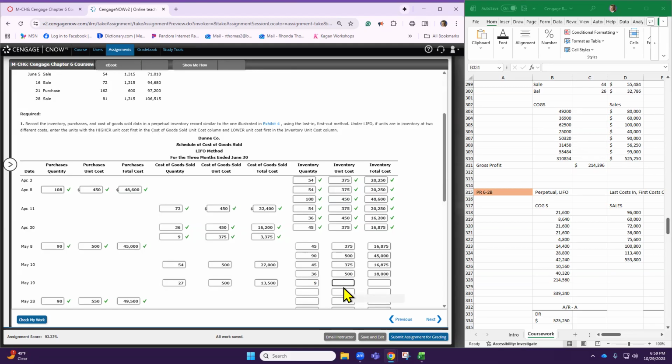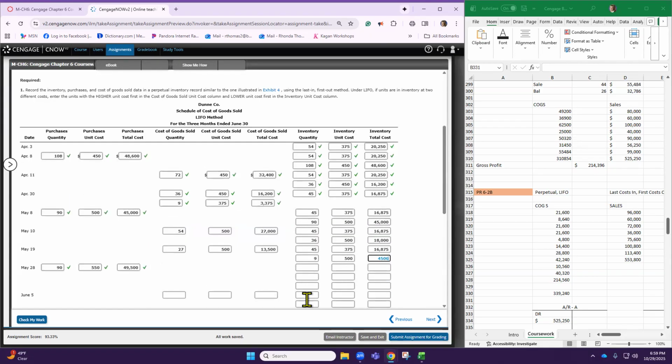Hold on, I just about messed up. Bring the old costs down. They haven't moved. Okay, they're still hanging on. 875. But we have 9 left of the $500 cost. Right? So 9 times 5, if my memory's right, $4,500. Okay, now we're buying some more.